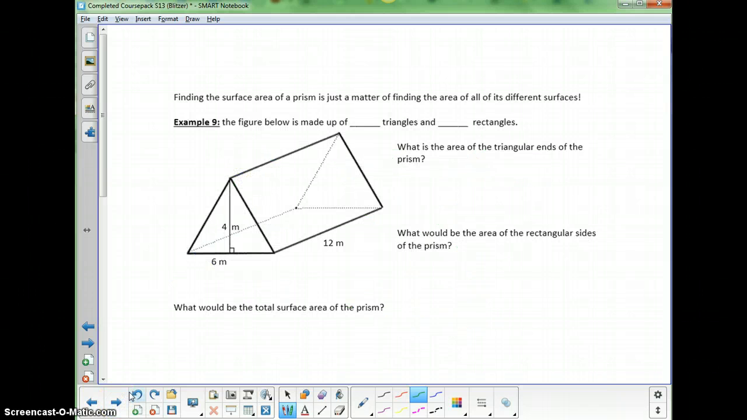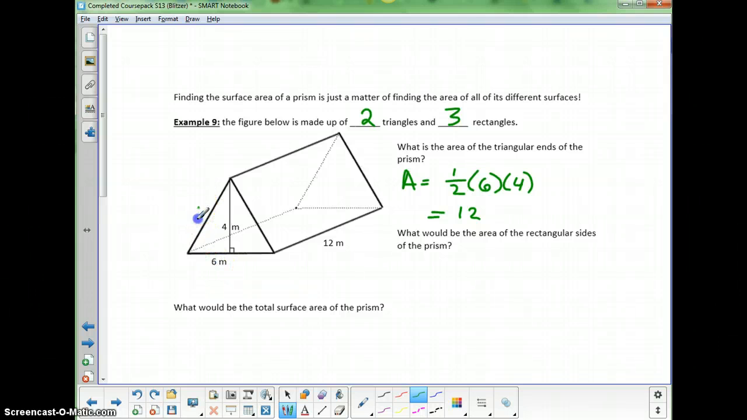Next. Finding the surface area of this prism is just a matter of finding the area of all of the surfaces. So this prism has 2 triangular ends and 3 different rectangular walls. So what is the area of the triangular end? I've already found that, but the area of the triangular end is 1/2 times the base of 6 times the height of 4. So we said that 1/2 of 6 is 3 times 4 is 12. That was the area of the triangular ends.